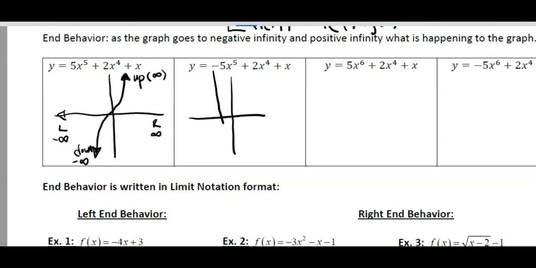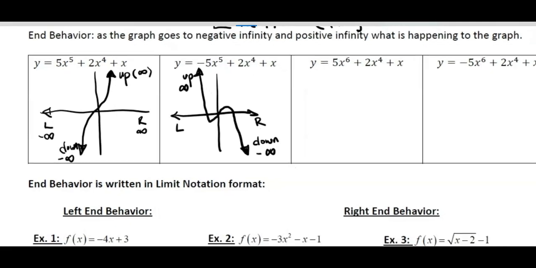And it looks something like this. That goes down and this goes up. So this time, as we move to the left, or to negative infinity, it's going up, or to positive infinity. And as we move to the right, this is going down, or to negative infinity.